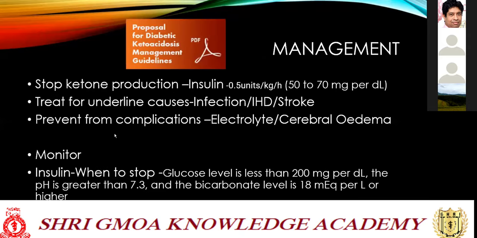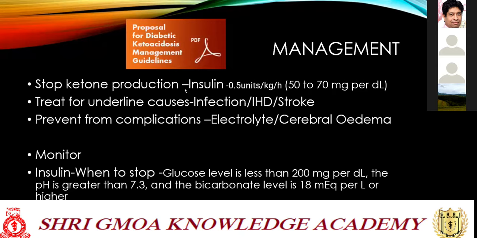So how do you manage this patient? There are three salient steps. The first one is to stop ketone production. The second one is to treat the underlying causes. Third one is to prevent complications. Stop ketone production by starting insulin. You can use 0.5 units per kg per hour.